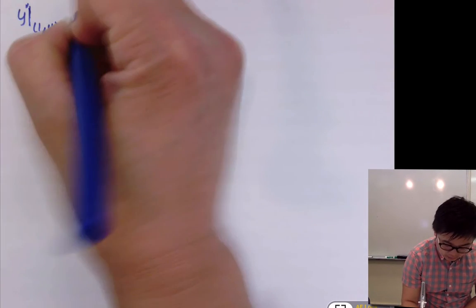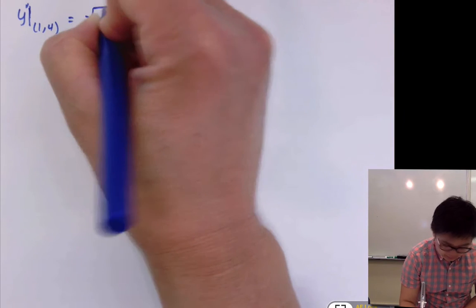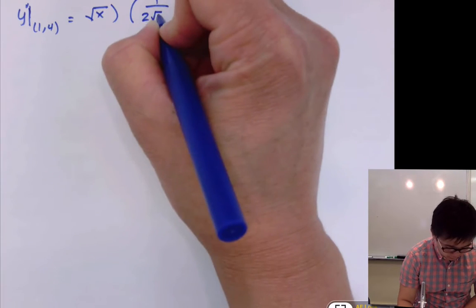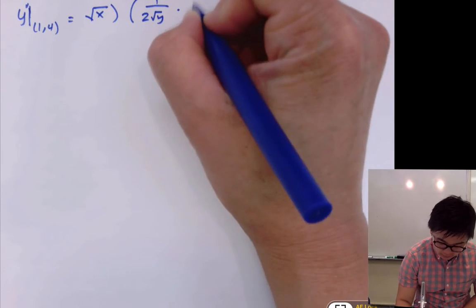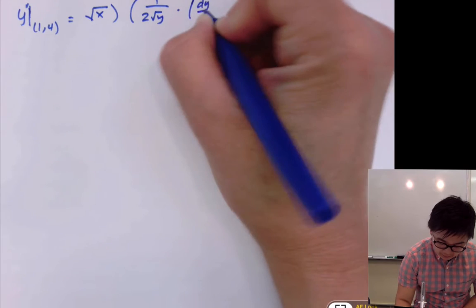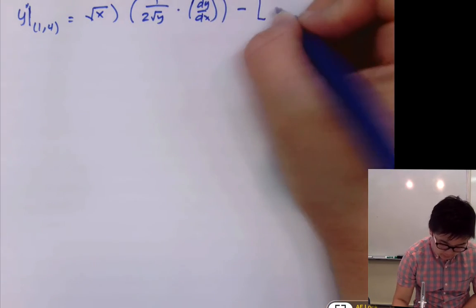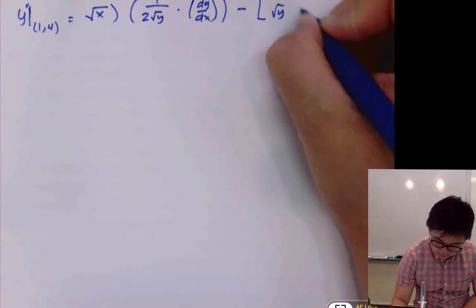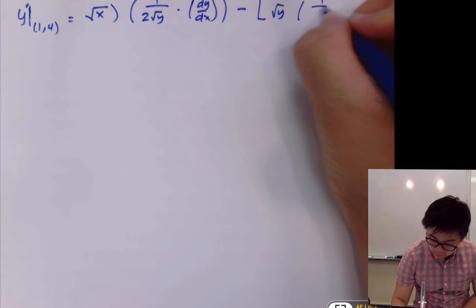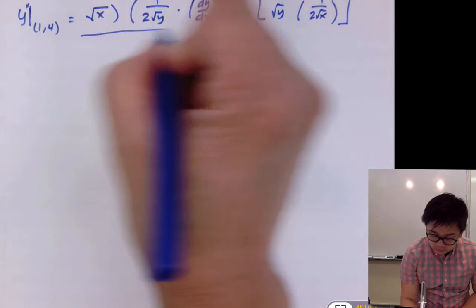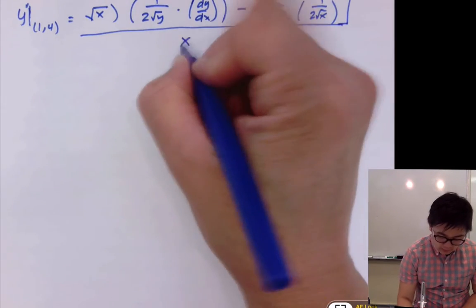So once again, we are working on y double prime at (1, 4): square root of x times 1 all over 2 square root of y multiplied by dy/dx, subtracted from square root of y times 1 over 2 square root of x, all over x.